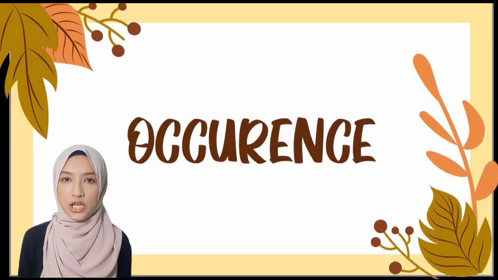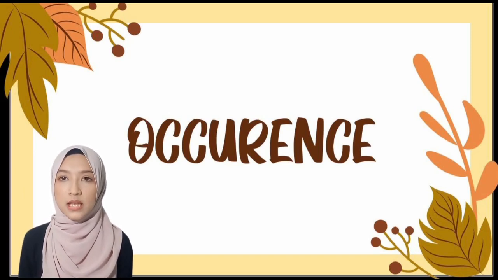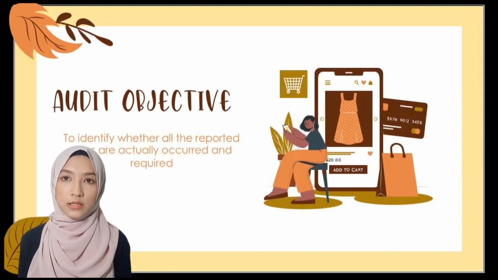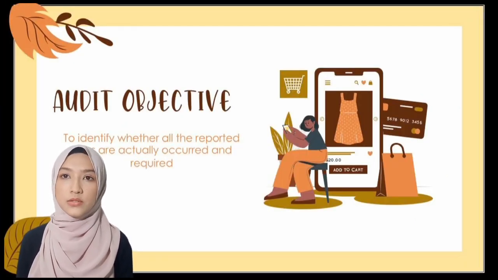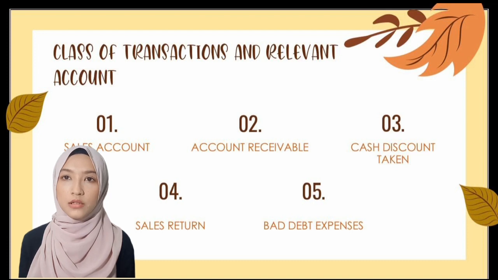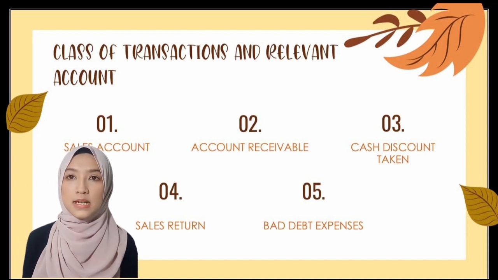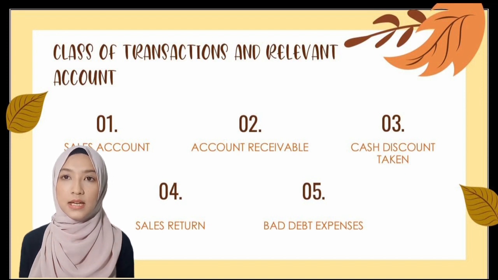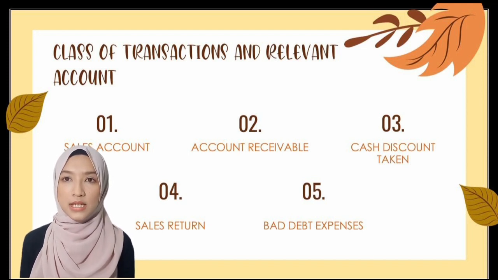The first management assertion in sales and collection cycles is occurrence. The audit objective of this management assertion is to identify whether all the reported sales actually occurred and are required. There are 5 classes of transaction account in sales and collection cycle in occurrence management assertion. The first one is sales account, the second one is account receivable, the third one is cash discount taken, the fourth one is sales return, and the last one is bad debt expenses.